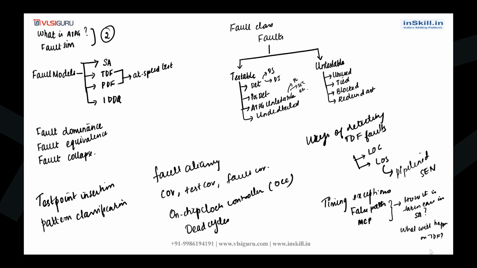We'll try to understand the timing exceptions, which are nothing but the false path and multi-cycle path. What is this false path? What is this multi-cycle path? You'll be able to understand. We will also understand, if you have a false path and multi-cycle path, how it is taken care of in stuck-at and what will happen in TDF. All those things we'll try to understand.